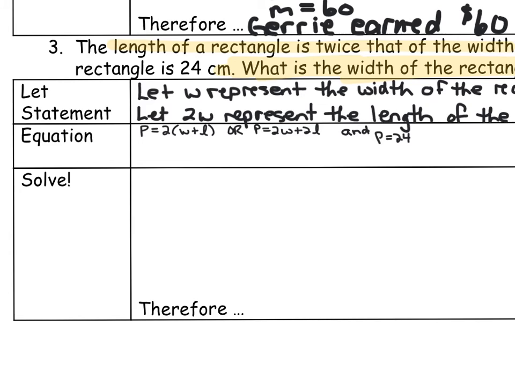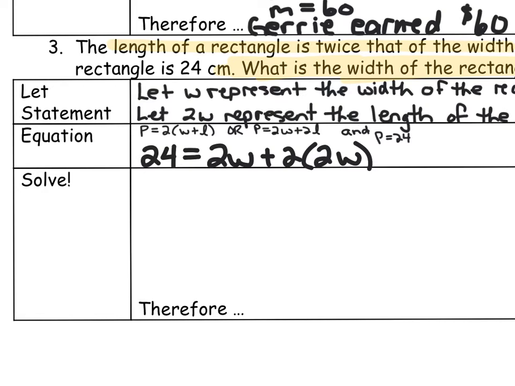So now the last thing we have to do is combine, right? We know that L is equal to 2W and P is equal to 24. So we have to put all of that into the equation. So this is what our equation is going to look like. We know that perimeter is equal to 24, and so that's here.